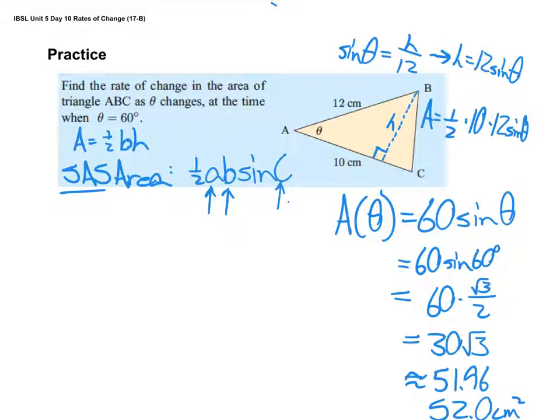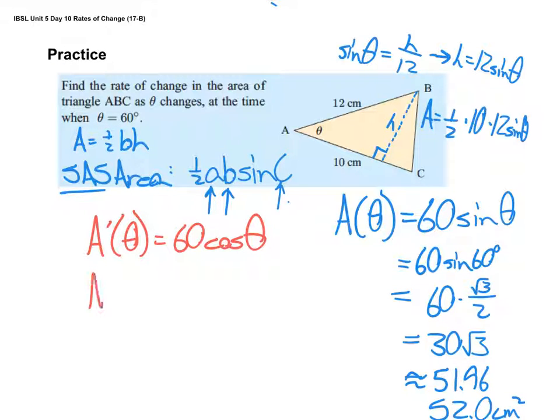No, we're looking for a rate of change. In other words, this is our area at this moment, but how fast is this growing? It's the derivative. A prime of theta is going to be 60 cosine of theta, because the derivative of sine is cosine.